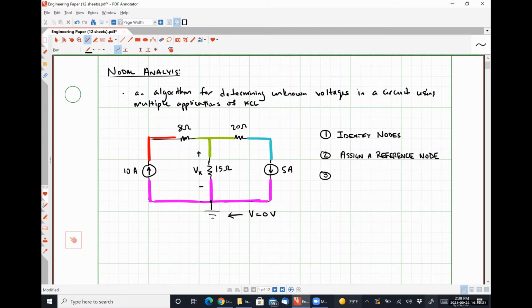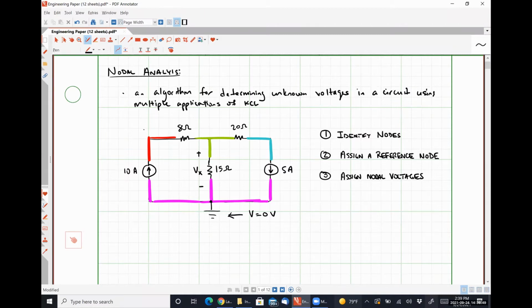My third step will be to assign nodal voltage. Okay. So what that means really is that I'm just going to assign a voltage variable to all of my non-reference nodes.